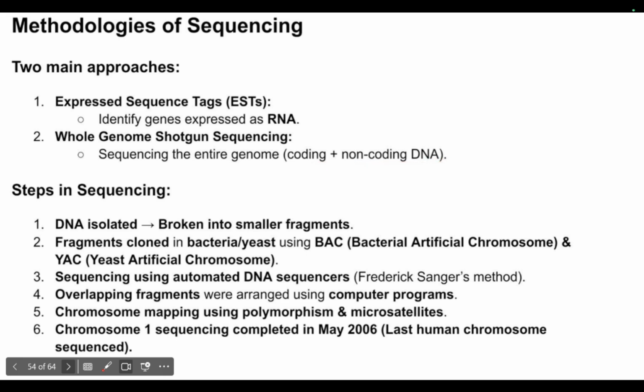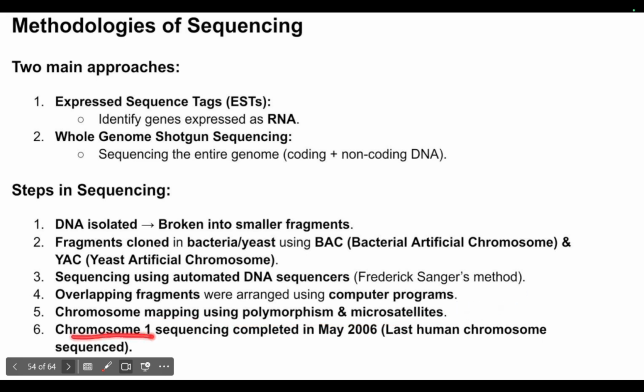The different steps of sequencing are: first the DNA was isolated, then it was broken into smaller fragments. These fragments were then cloned using bacterial artificial chromosome or yeast artificial chromosome. Then these cloned fragments were sequenced using an automated DNA sequencer, which relies on Sanger's method of sequencing. Overlapping fragments were arranged using computer programs. And finally, chromosome mapping using polymorphism and microsatellite was done.